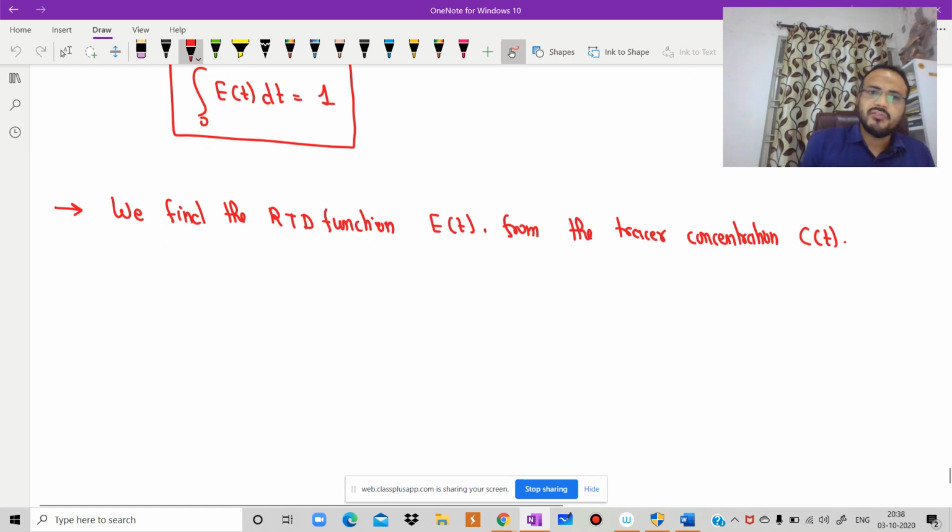Now let's start. We find the RTD function E(t) from the concentration very easily. Now next point.